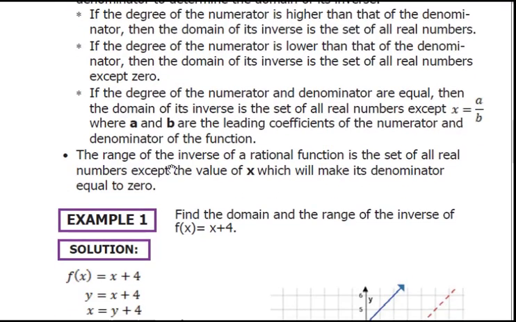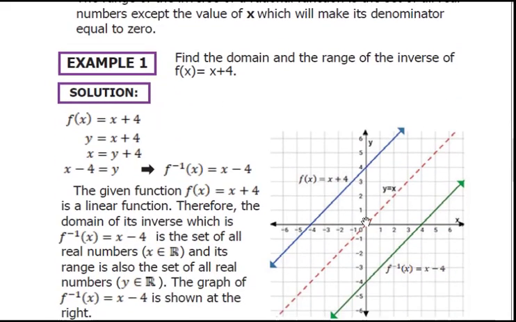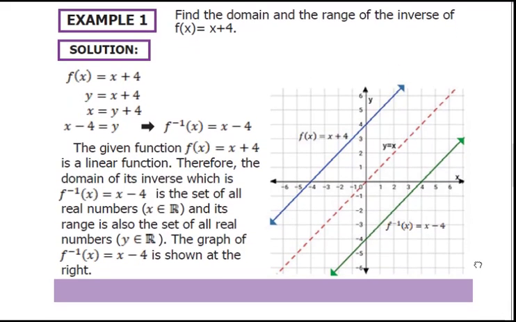The range of the inverse of a rational function is the set of all real numbers except the value of x which will make its denominator equal to 0. Example 1 here, I'll just walk it through. You can pause this video if you wish to explore this solution.